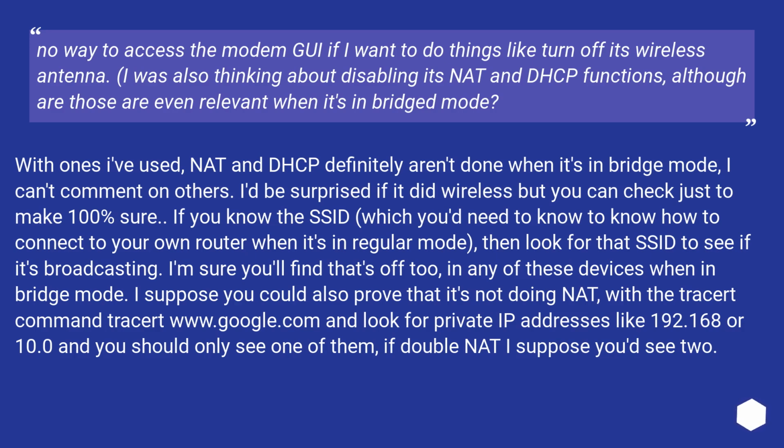I suppose you could also prove that it's not doing that with a tracert command: tracert www.google.com, and look for private IP addresses like 192.168 or 10.0, and you should only see one of them. If double NAT, I suppose you'd see two.